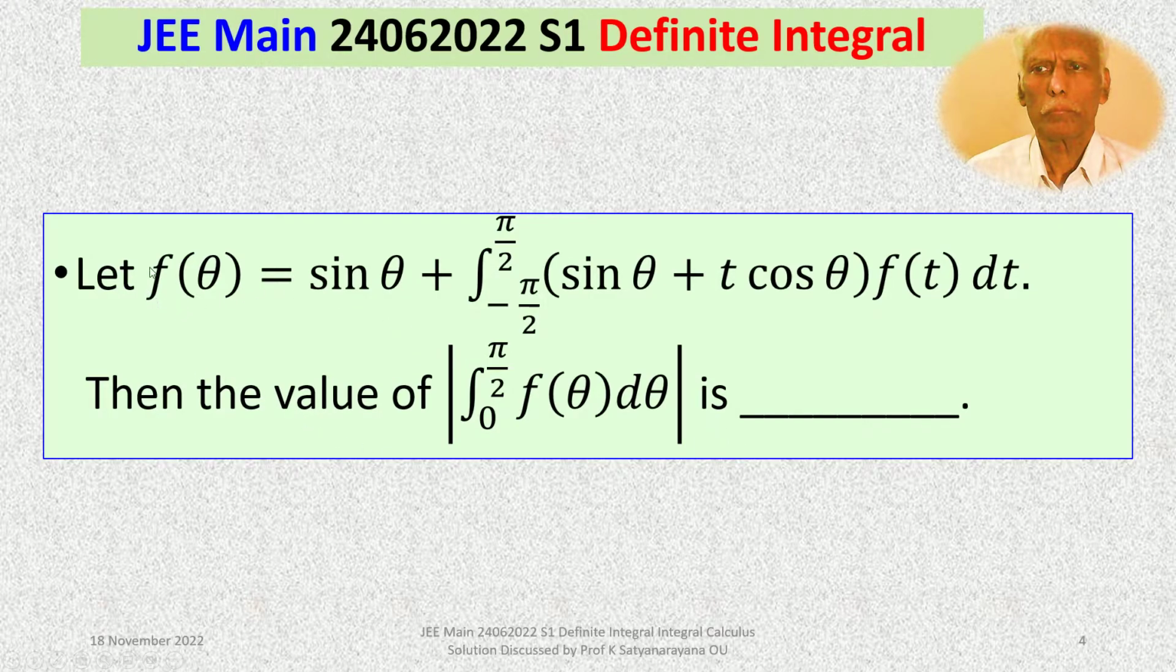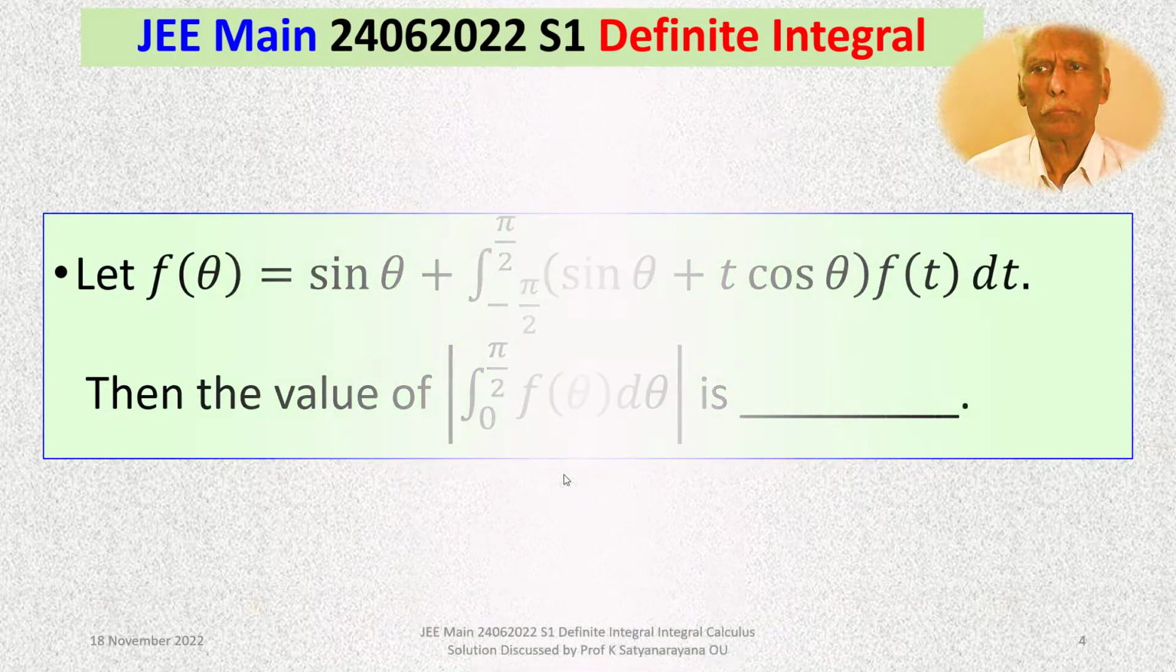A function f of theta is given to us, and which involves a definite integral from minus pi by 2 to plus pi by 2, but the integration is with respect to t, and for this f of theta we have to calculate the absolute value of integral 0 to pi by 2 f of theta d theta. So we have to find what is exactly f of theta after this integration is over, and then we have to compute this. So let's now discuss the solution of this problem in detail.